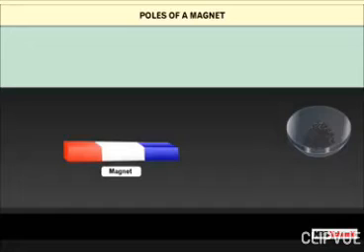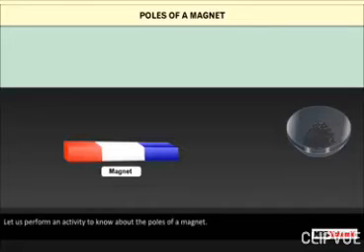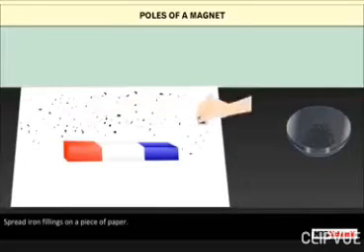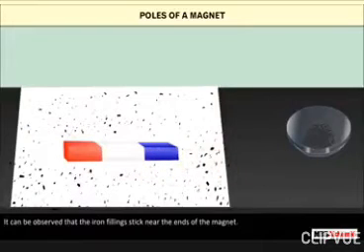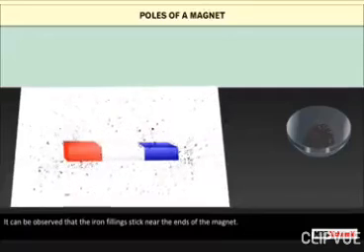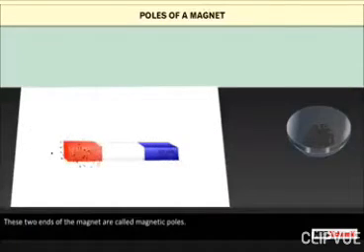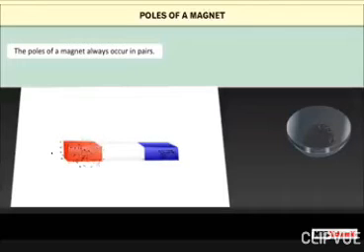Poles of a magnet. Let us perform an activity to know about the poles of a magnet. Spread iron filings on a piece of paper. Place a magnet on it and shake the paper. It can be observed that the iron filings stick near the ends of the magnet. These two ends of the magnet are called magnetic poles. The poles of a magnet always occur in pairs. It is impossible to obtain an isolated magnetic pole.